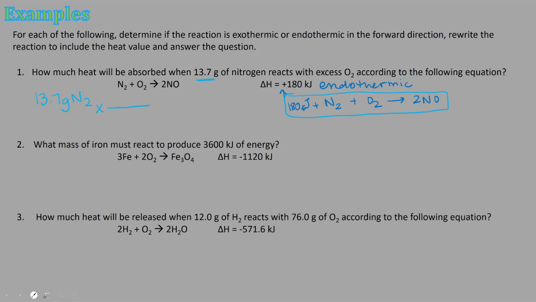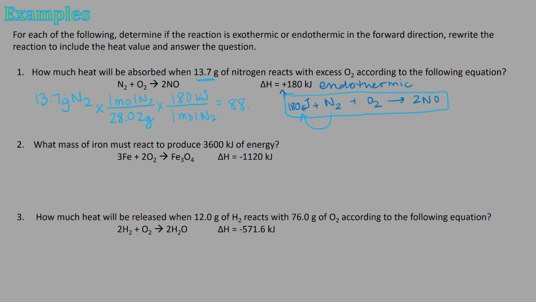And the way that you get nitrogen into moles is you use molar mass. So the molar mass for N2 is 28.02 grams per every single mole of N2. And then the relationship is one of these makes 180 kilojoules of heat. So 1 mole of N2 is 180 kilojoules. So the answer to that is going to be 88.0.